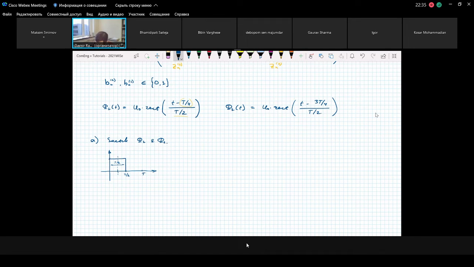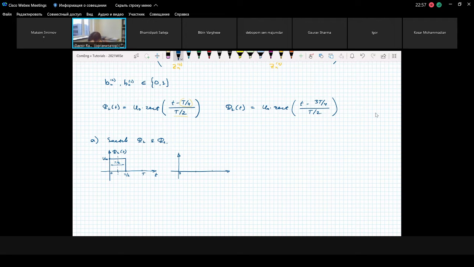Here is our pulse with amplitude U0, and it goes from 0 to capital T over 2. This is our first pulse shape function. And the second pulse shape function is similar to it, but we have a different shift for the pulse itself.